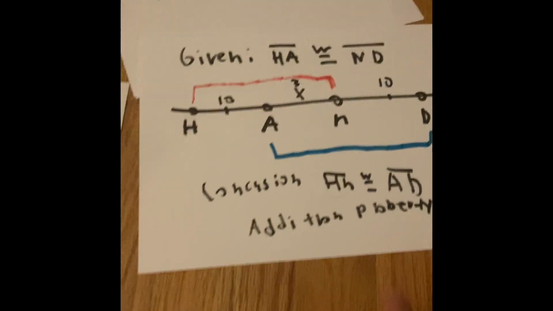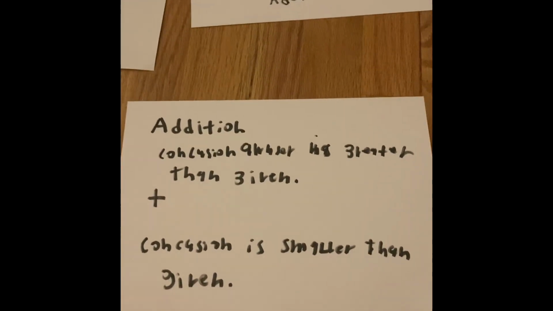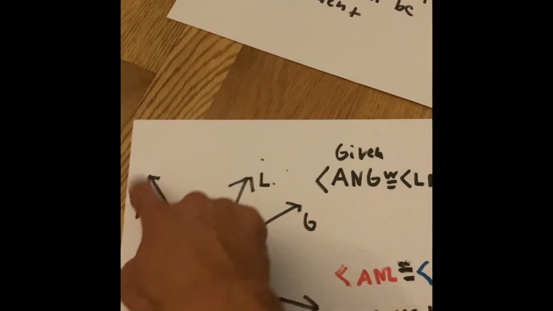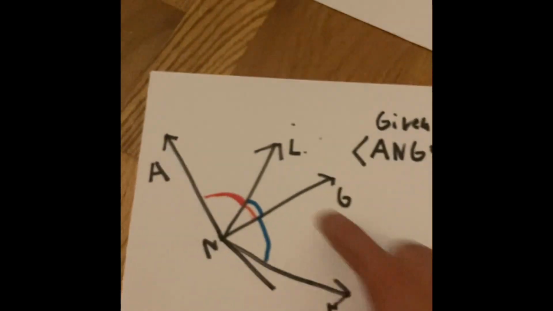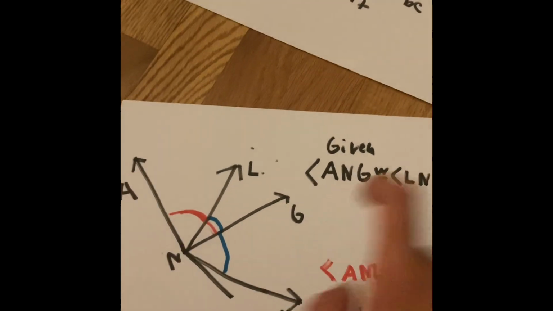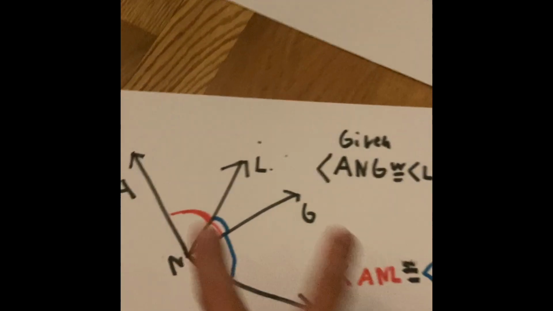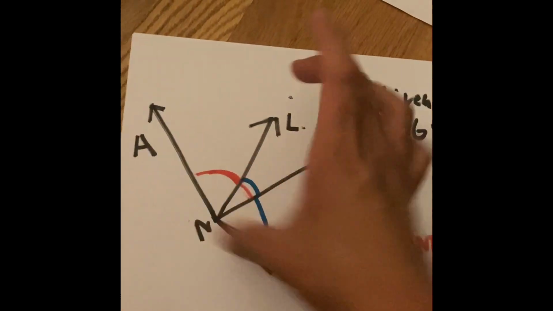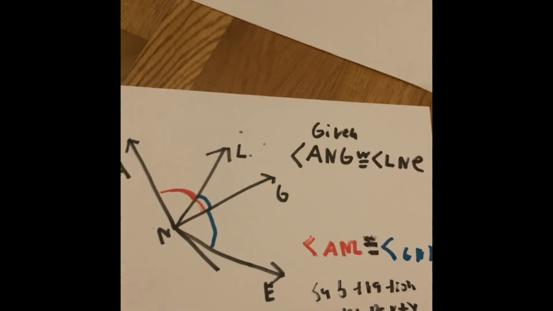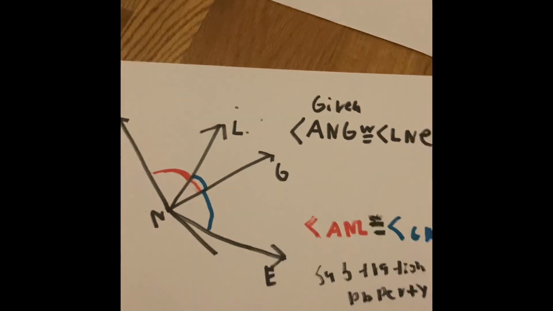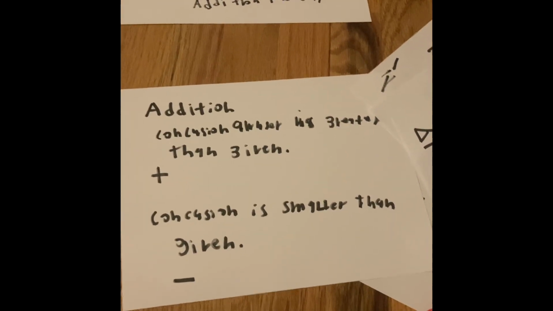With the subtraction property, your conclusion would be smaller than the given. In this example, our given was that angle ANG and LNE are congruent. But when we got to our conclusion, we said that AL and GE are congruent. Even though this and that are giant angles, you shrank them to say that they're still congruent. So you literally transform the conclusion to become smaller than the given.